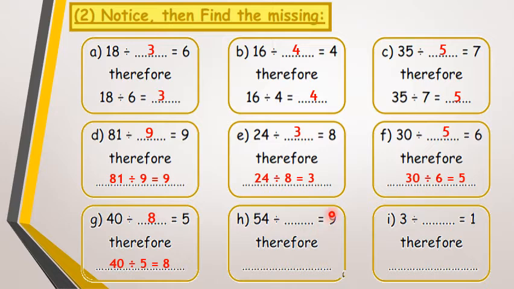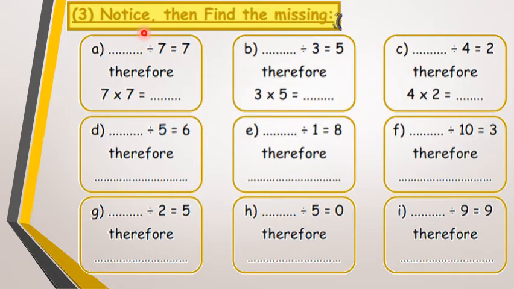54 divided by what gives you 9? 9 multiplied by 6 gives you 54. So 54 divided by 9 will give you 6. 3 divided by what gives you 1? Of course, 3 divided by 3 will give you 1. And therefore 3 divided by 1 will give you 3.